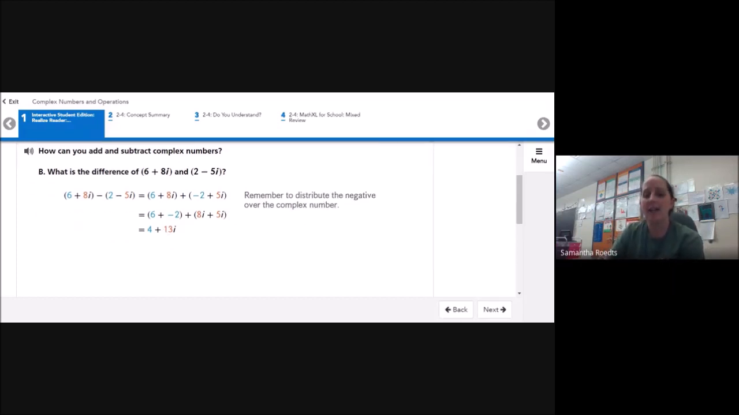So then I can add together my a values, or my real numbers. 6 plus negative 2 gives me positive 4. And then 8i plus 5i gives me 13i.